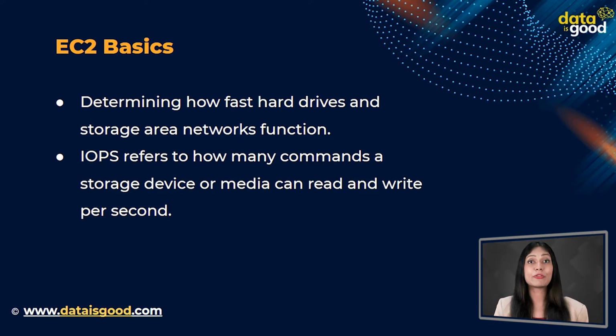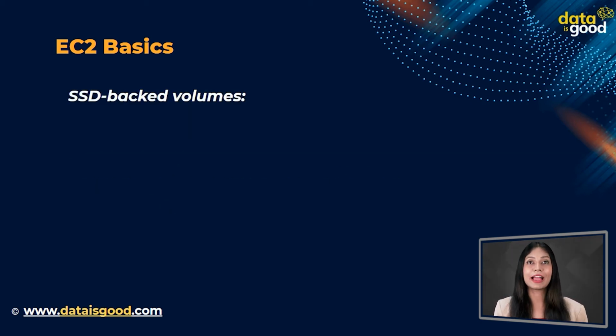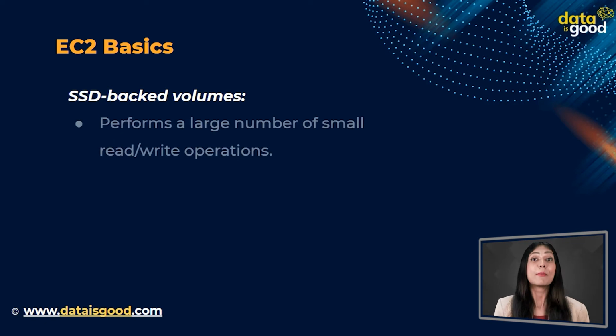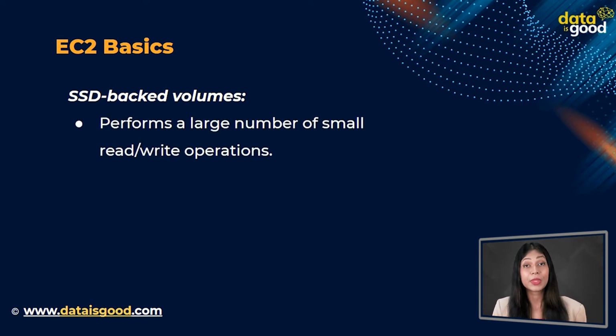Now, the second type of EBS volume is provisioned IOPS, SSD-backed volumes. SSD-backed volumes are designed for transactional workloads in which the volume performs a large number of small read-write operations. These volumes can store between 4 gigabytes and 16 terabytes of data, and their IOPS can range from 100 to 64,000 IOPS per volume with a throughput of up to 1000 MB per second.